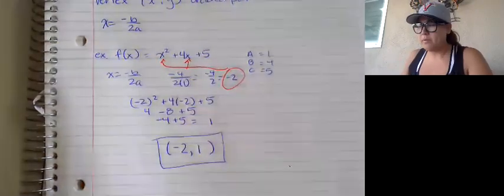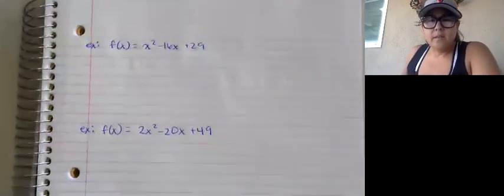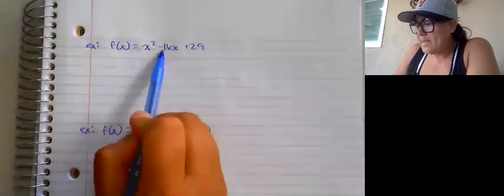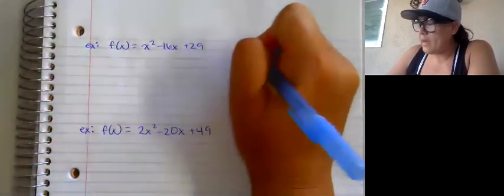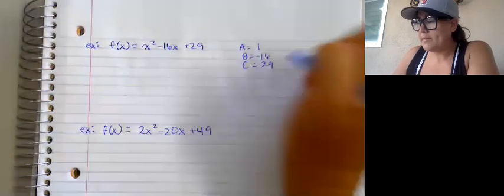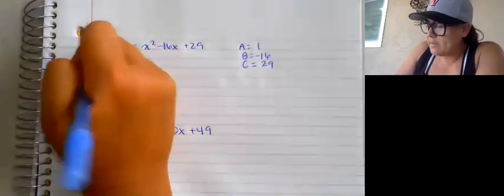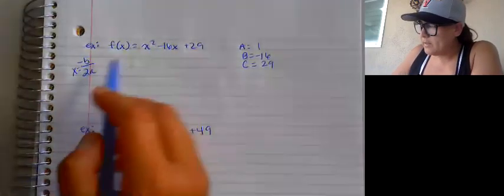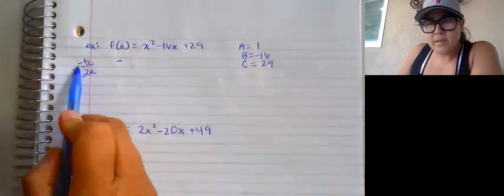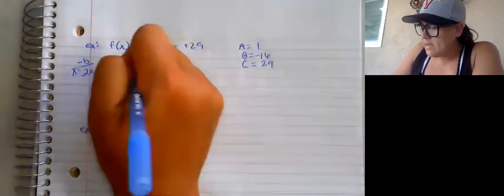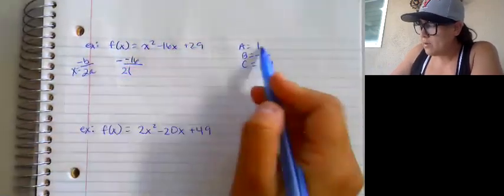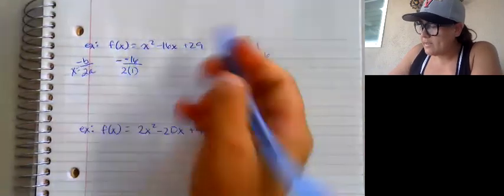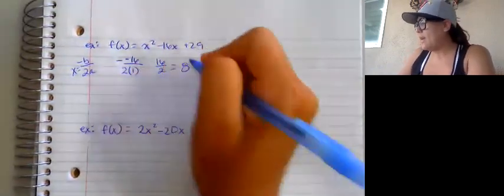Okay, let's do a couple more examples. So this one up here, f of x equals x squared minus 16x plus 29. So again, let's go through our a, b, and c. Our a is 1, our b is equal to negative 16, our c is equal to 29. And remember, your vertex formula is negative b over 2a. X equals negative b over 2a. So let's plug and chug. Here we go. I've got minus, because that's part of this, a negative 16 all over 2 times 1. It's going to make that a positive. So I've got 16 over 2, which equals 8.